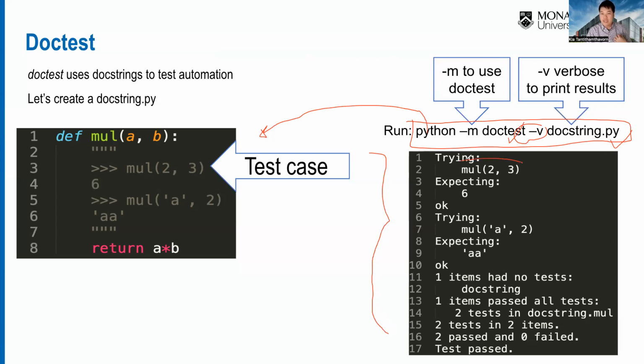We want to test the multiply function of 2 by 3. We expect 6, and if we get the same as 6, that means it is okay. We pass the test case. So in summary, there are 2 test cases, 2 test cases are passed, so everything is passed. Nothing is failed. All good.